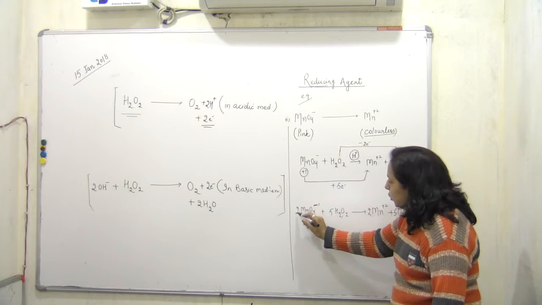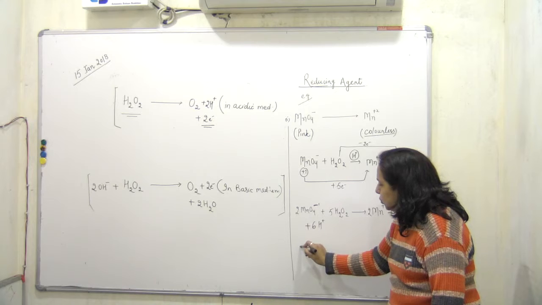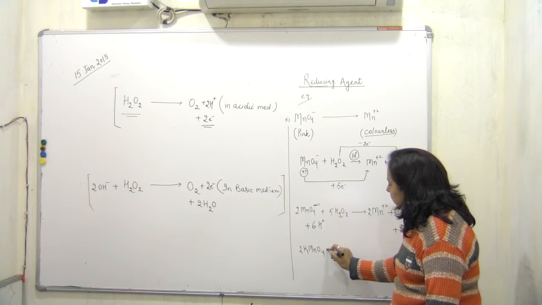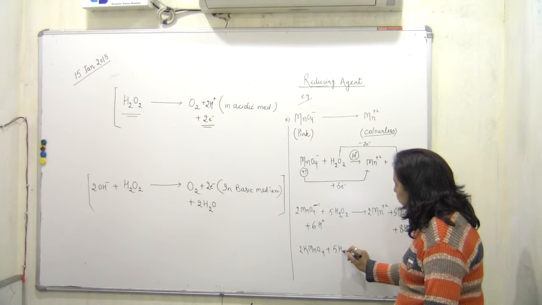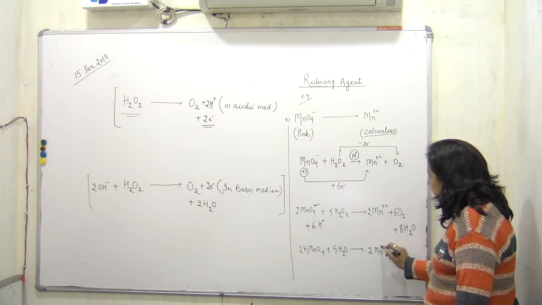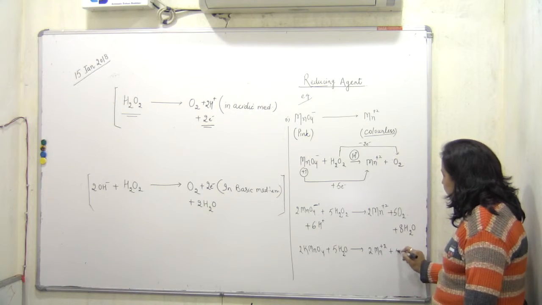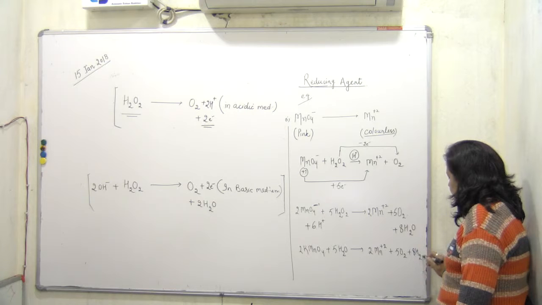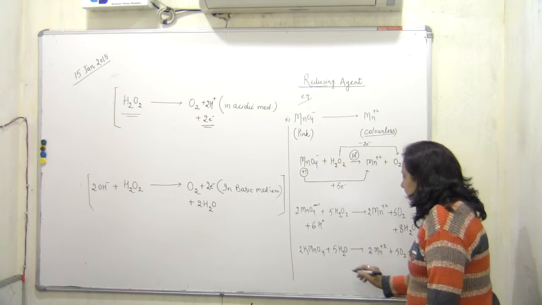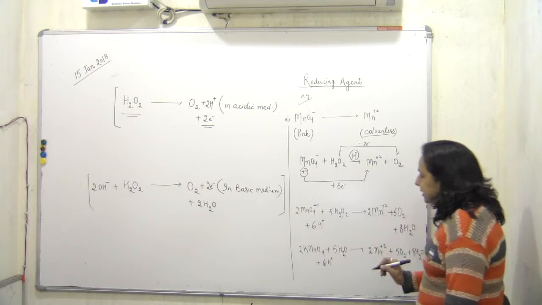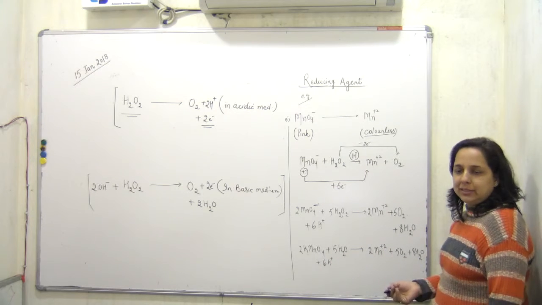Write down 2, we will make it 2 KMnO4, combined with 5 H2O2, giving us 2 manganese 2 positive plus 5 O2 plus 8 H2O and 6 H positive ion. Now 6 H positive means 3 sulfuric acid.